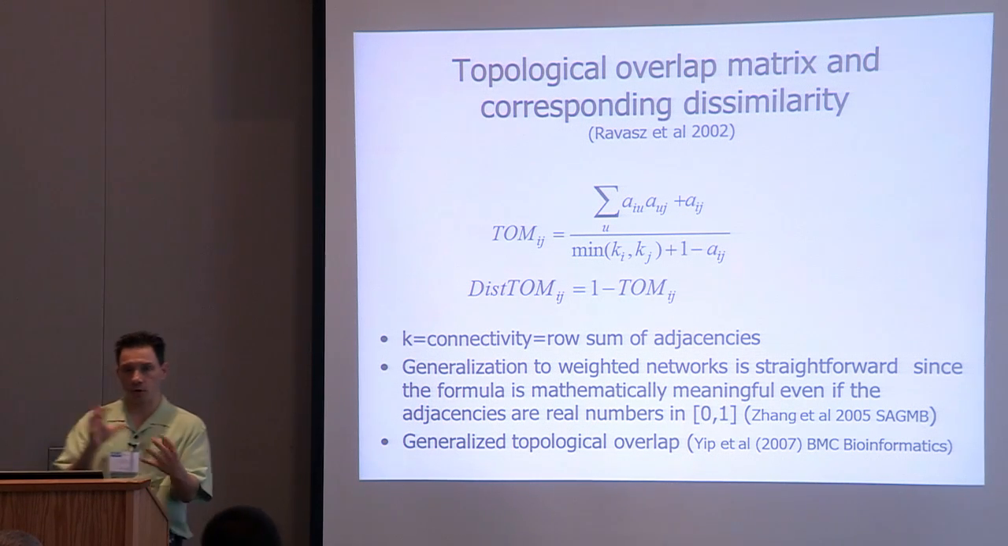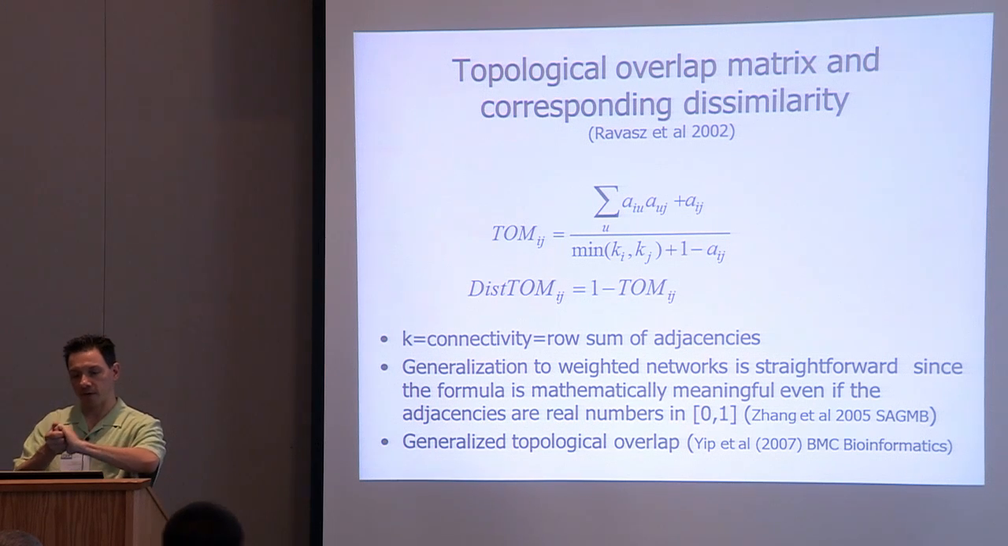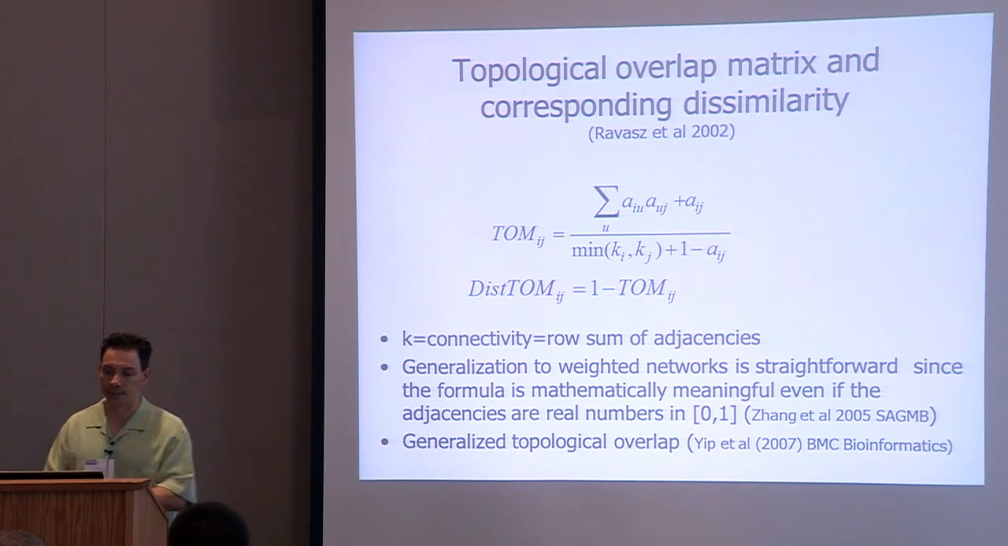Now, the topologic overlap measure that measures shared friendship is a similarity measure. And as Peter mentioned earlier, when we do clustering, we need a dissimilarity measure. Why? Because most implementations use a dissimilarity. And therefore, we turn this similarity into a dissimilarity by taking 1 minus it.